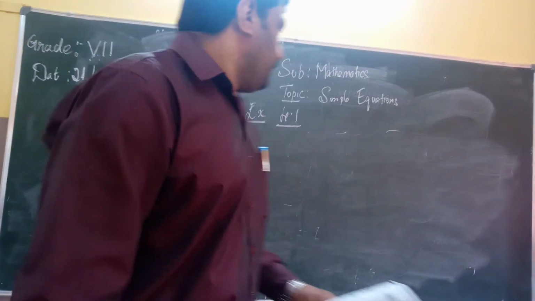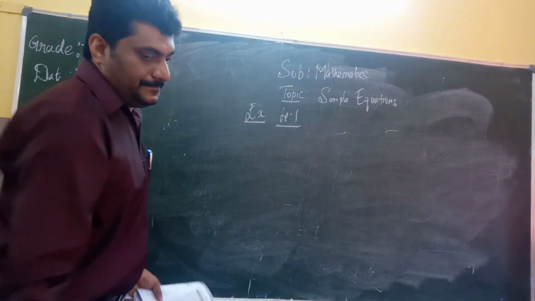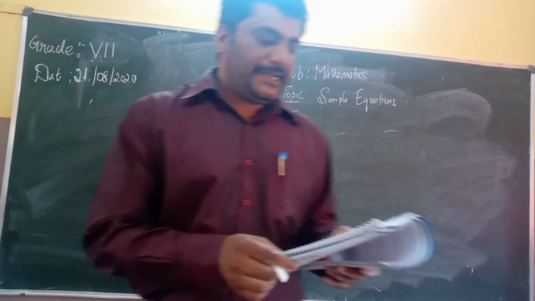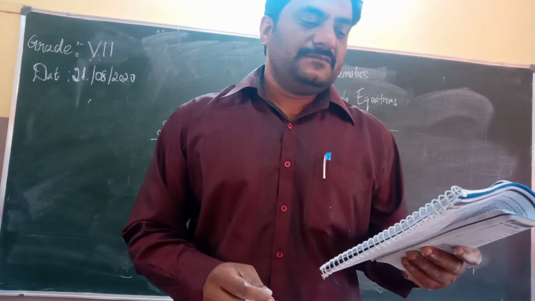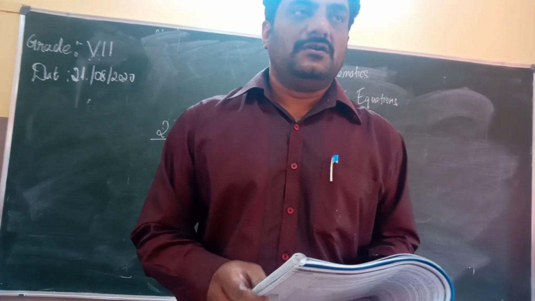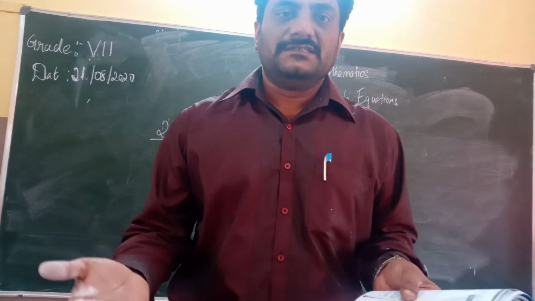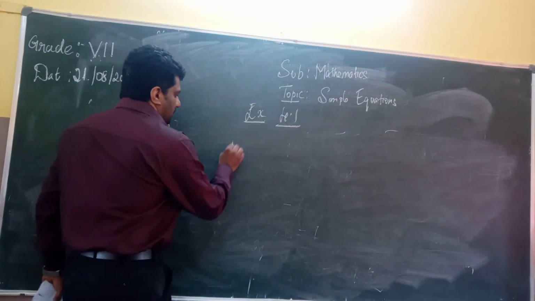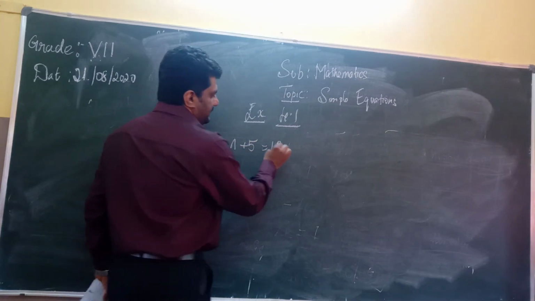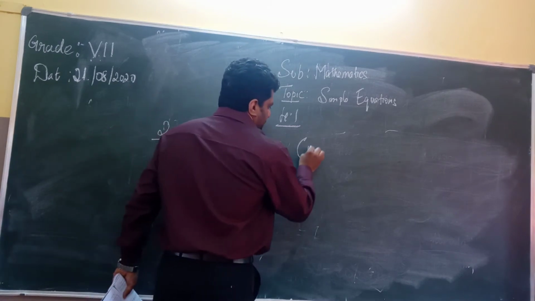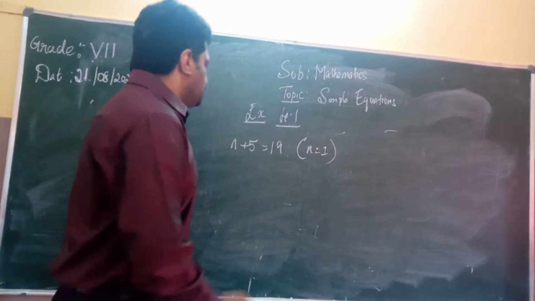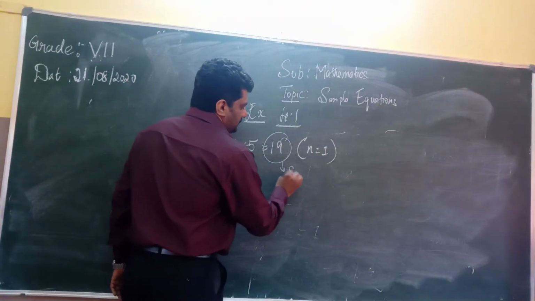Okay. Now in the 4.1 second main, check whether the value given in the brackets is a solution to the given equation or not. It is nothing but the same as in the first main. n plus 5 is equal to 19, and in the bracket n is equal to 1. Now when I say solution, this is called a solution.